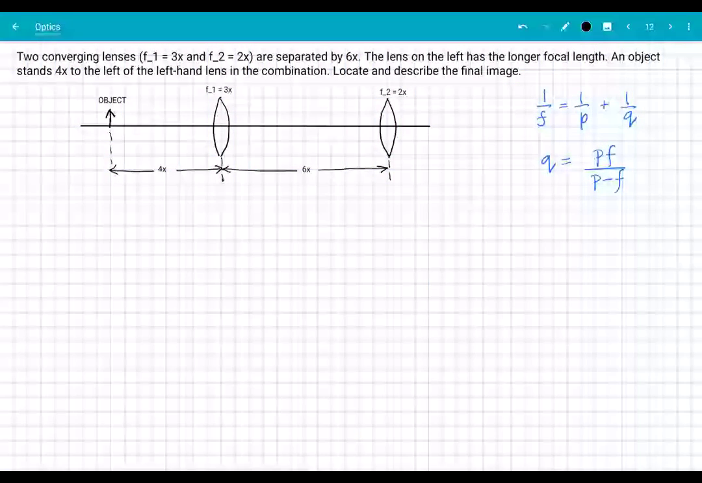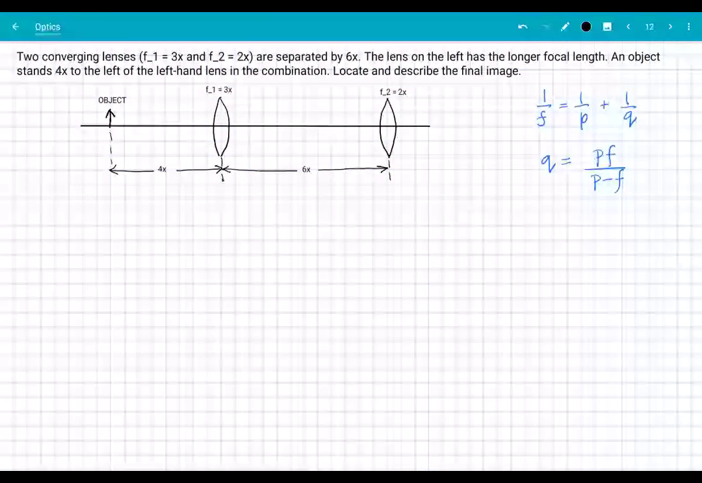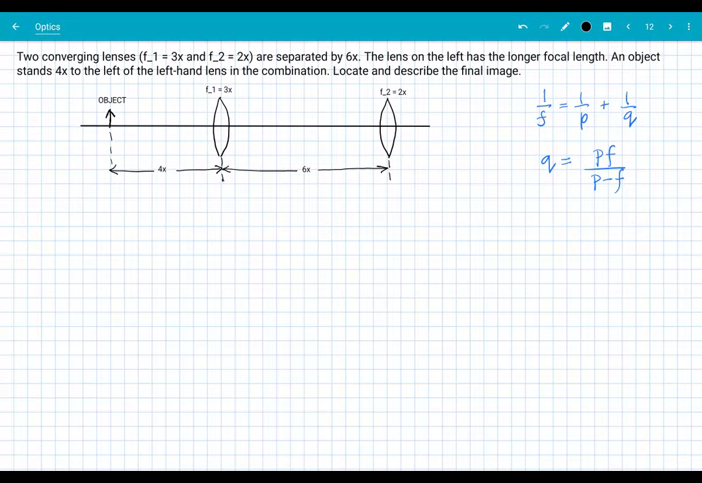This is a problem that would just be given in language, and then the idea is the student would read the problem, parse it, and be able to draw a diagram as well. We're told that there's an object 4x to the left of the left-hand lens, and then we're asked to locate and describe the final image. So this is a common question where you're given a physical scenario, composite system, an object, and asked to locate and describe your final image.